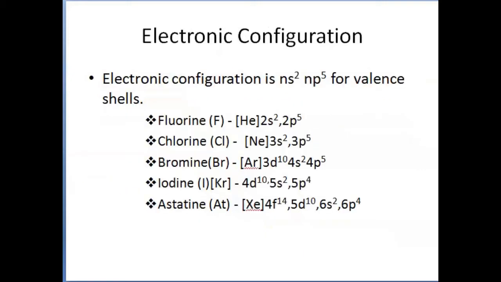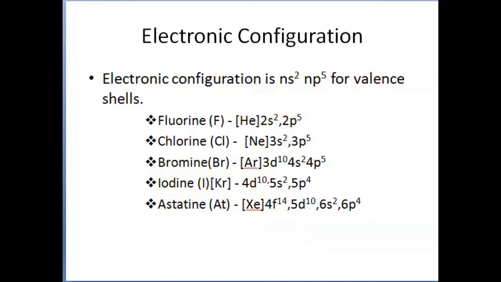So, when we talk about the physical properties of the halogen family or group 17 elements, the first thing we should know is the electronic configuration. The electronic configuration for the valence shell is ns2 np5. Individually, for the different elements of the halogen family, for fluorine it is [He] 2s2 2p5. For chlorine, [Ne] 3s2 3p5, and similarly for others.